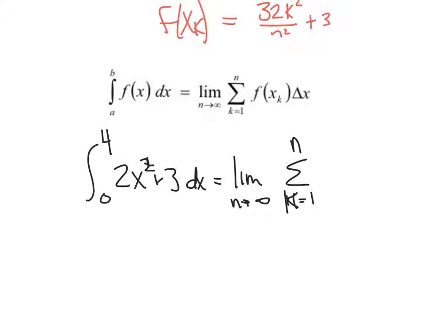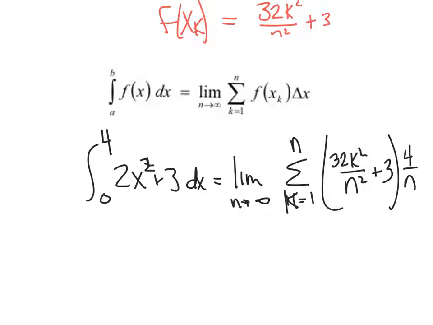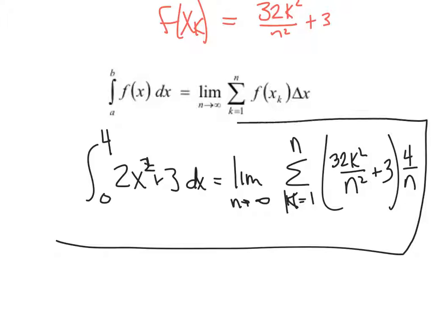And I just said f of x sub k is equal to 32k squared over n squared plus 3 times 4 over n, my delta x. And that is what they're looking for.